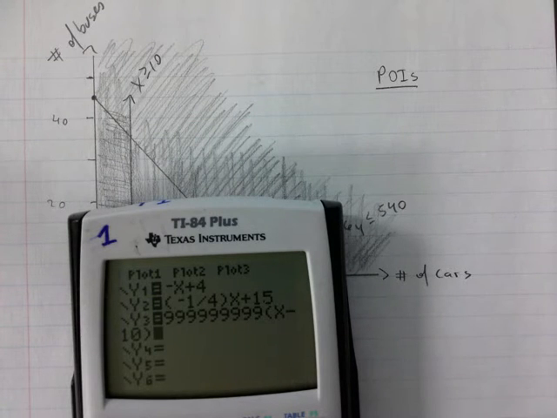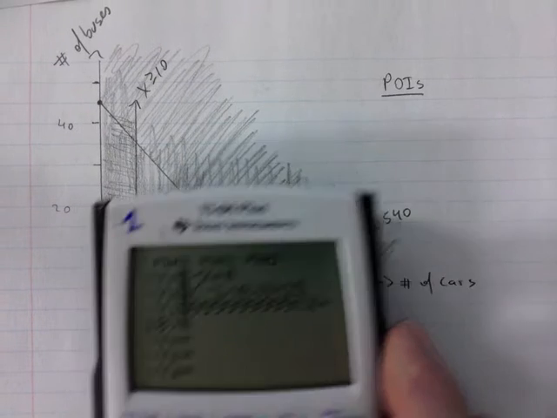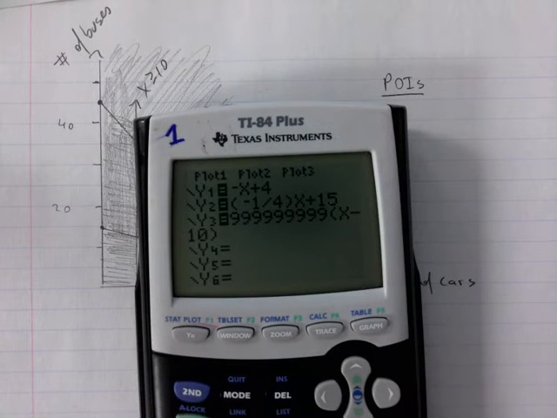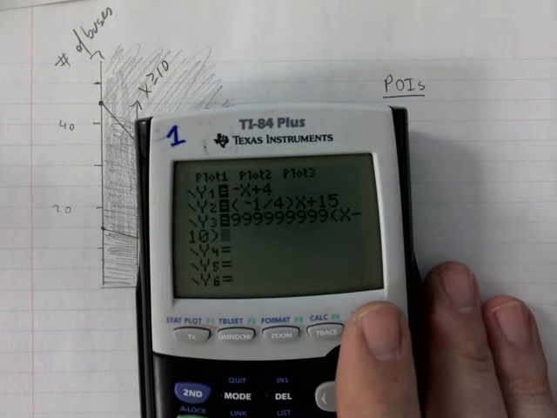I don't know if you remember the 999, right? Like that to draw a vertical. Your teacher next year may or may not use that, so just go with whatever they're using.